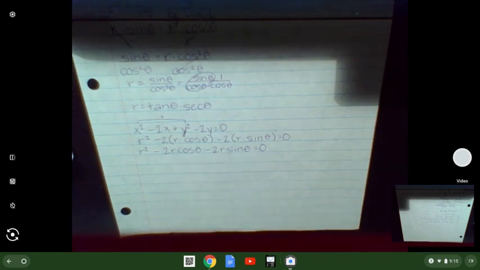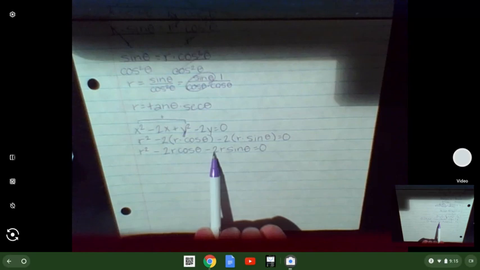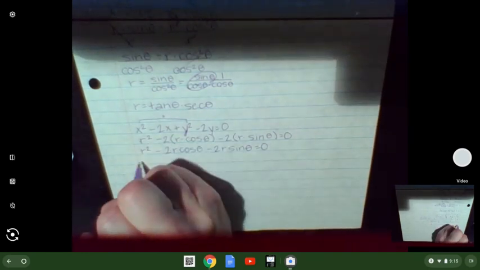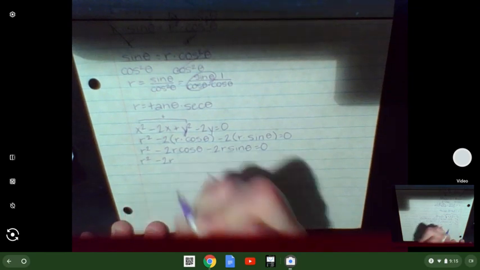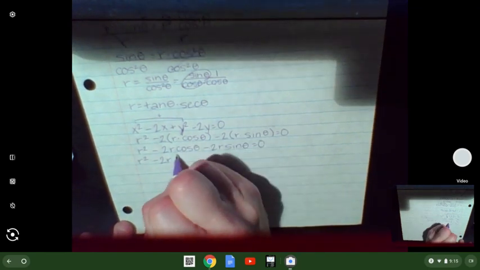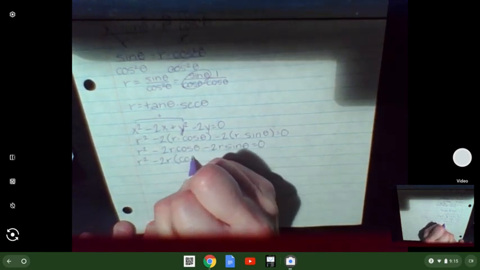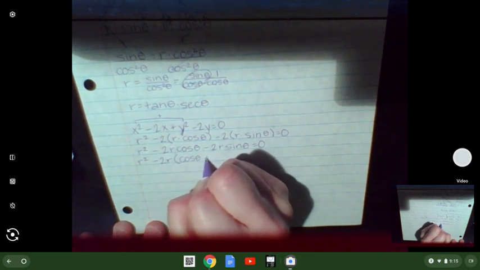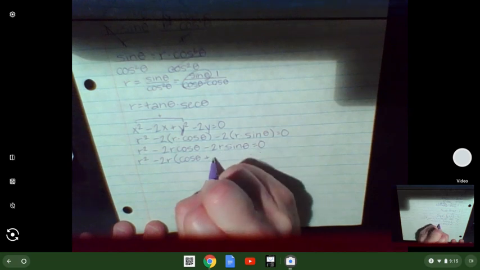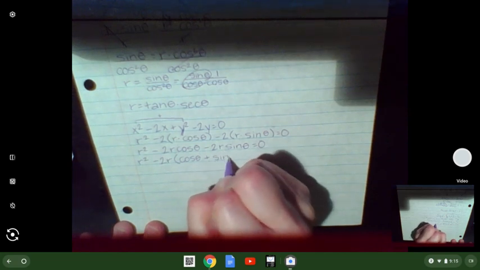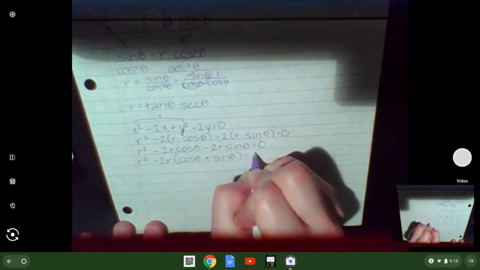These two terms have two things in common, a negative 2 and an r. So I'm going to leave the r squared alone, but I'm going to factor out a negative 2r as a GCF out of the remaining two terms. Doing that would leave me with cosine plus, because negative 2r divided by negative 2r, two negatives make a positive, plus sine theta equals 0.